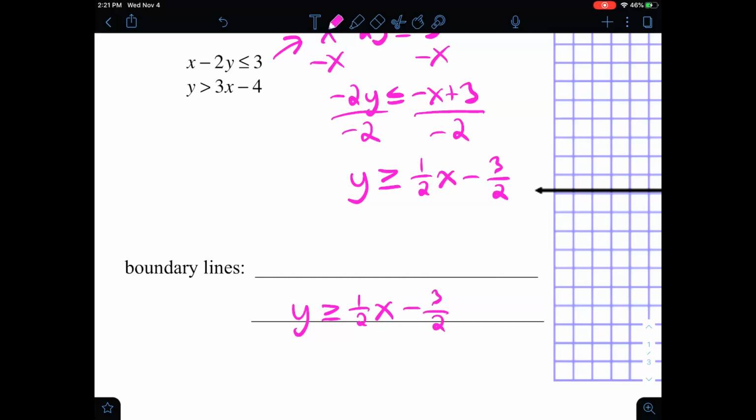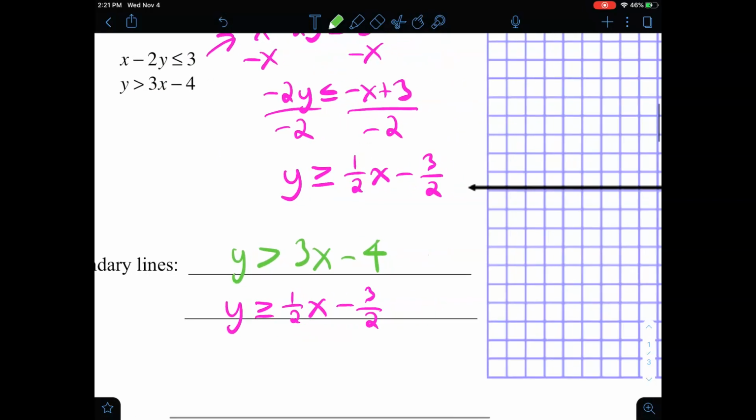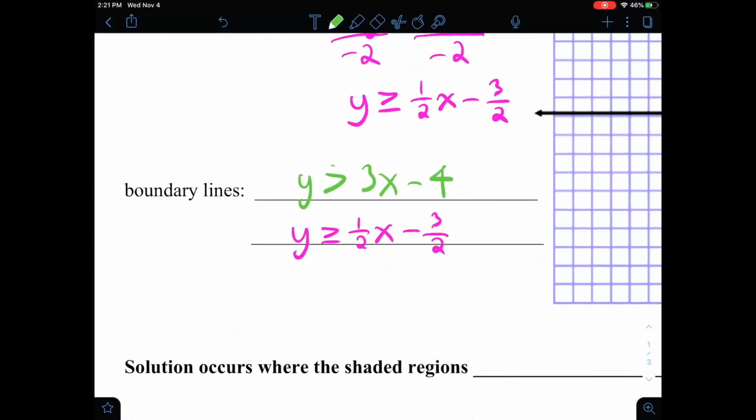And the other equation is y is greater than 3x minus 4. Okay? A couple things I like to do when I'm solving these, though. I'm going to do this.